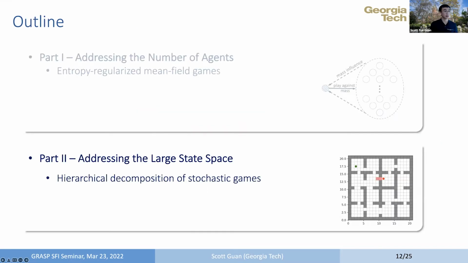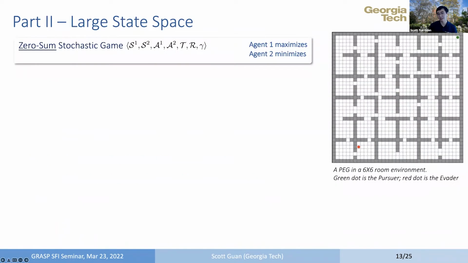So that basically concludes part 1. Now we can go to part 2, addressing the large state space issue. So we will introduce a hierarchical decomposition approach to decompose a game with large state space into a bunch of much smaller games. In this case, we will focus on the 2-agent zero-sum game, which is a special case of the n-agent game. And we define it through the following tuples.